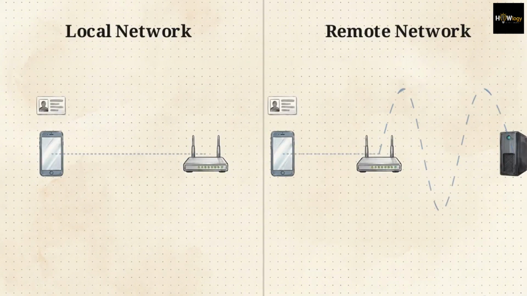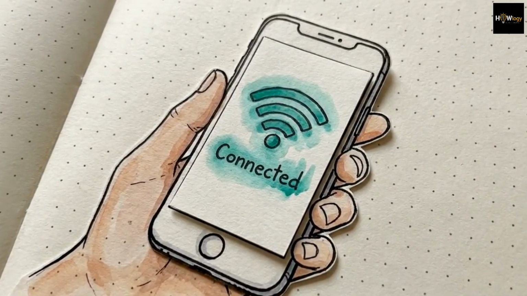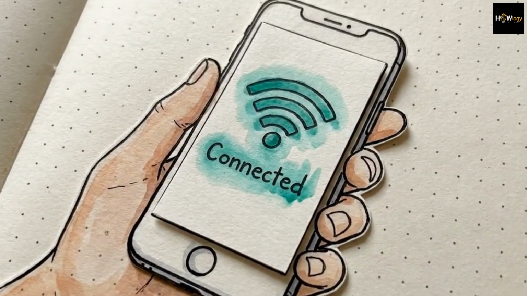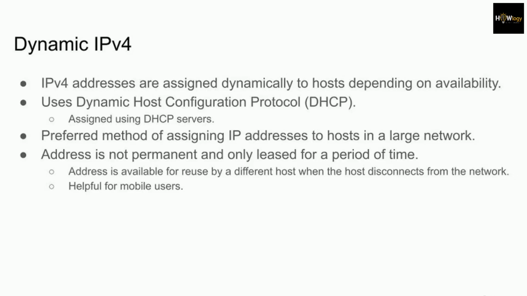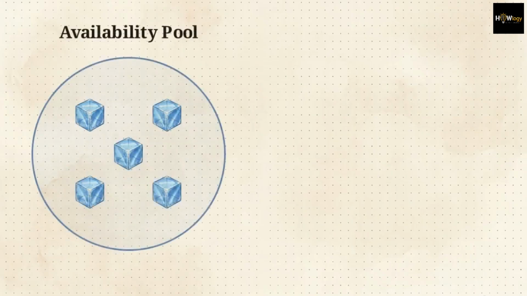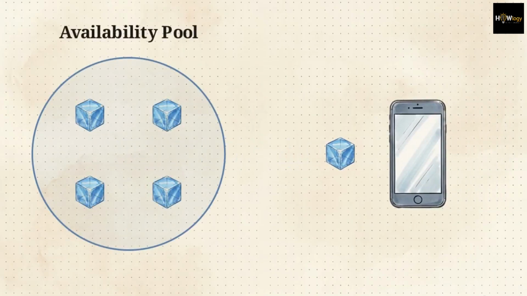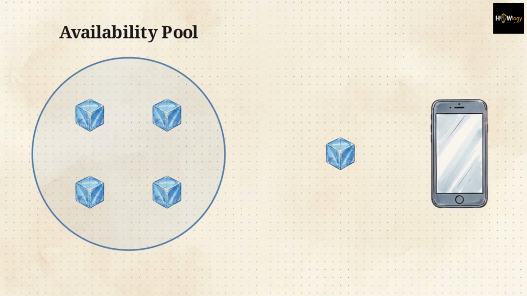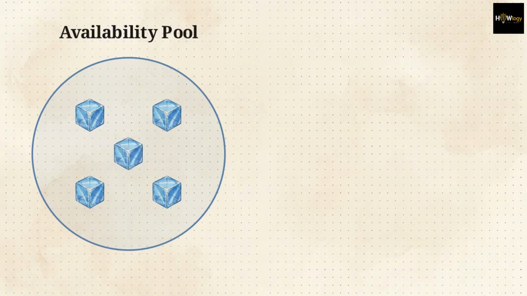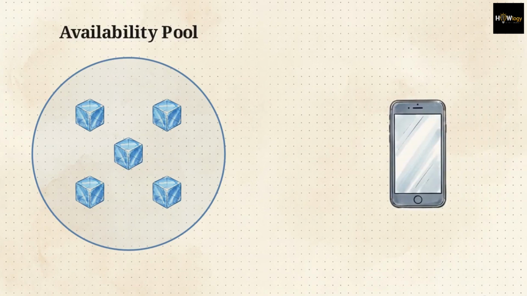There is, however, a critical detail about the address your phone just received. It is not yours forever. As detailed in these dynamic IPv4 parameters, the address assignment is not permanent. It is merely leased to your device for a set period of time. When you grab your coffee and walk out of Wi-Fi range, the network recognizes you've disconnected. It reclaims that specific IP address and drops it right back into the general availability pool for the next customer who walks through the door.